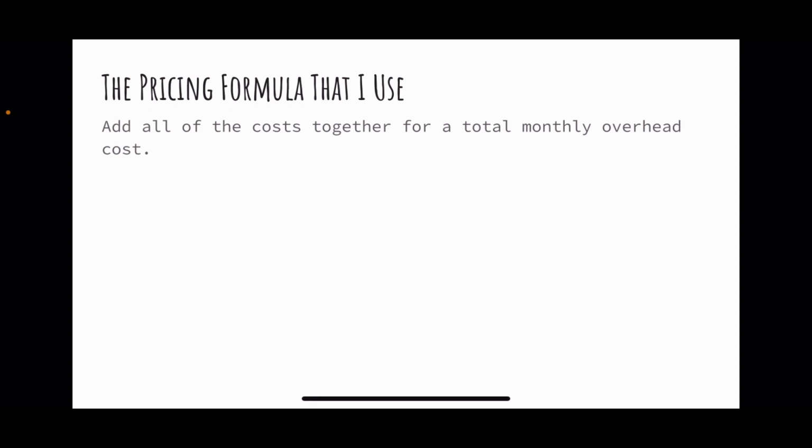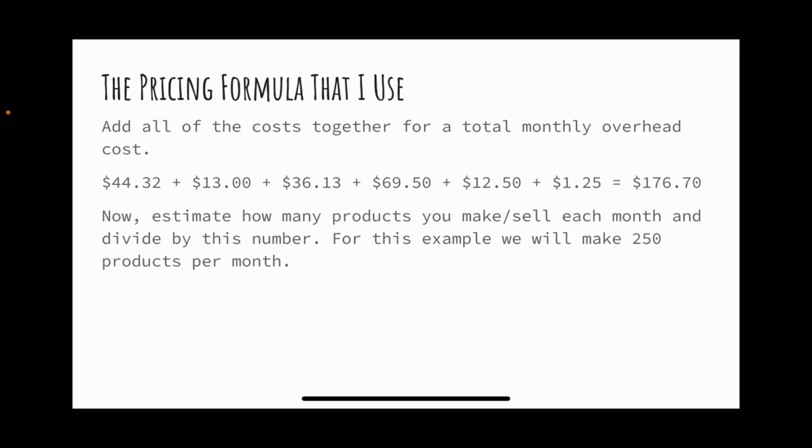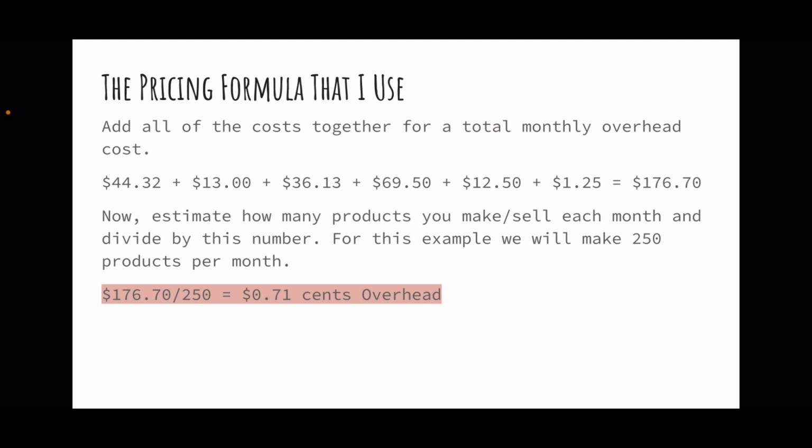Okay, so now that you've got all of your overhead broken down by monthly cost, we're going to add them all together to get our monthly overhead. Okay, so for example, we're going to take all the costs we just did, we're going to add them all up, and that's going to give us $176.70. Okay, so that is our monthly overhead cost. Now you want to estimate how many products you make each month and divide by that number. So let's say for this example, let's assume that we make 250 products per month. So we are going to take our total monthly overhead, which is $176.70, divide that by the number of products, which is 250, and that is going to give us 71 cents in overhead.